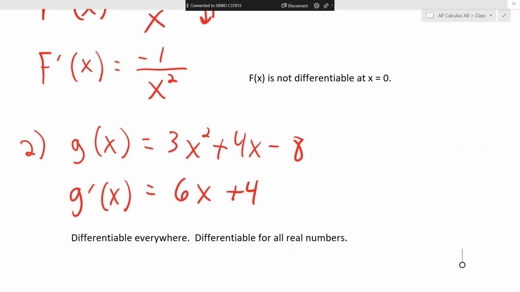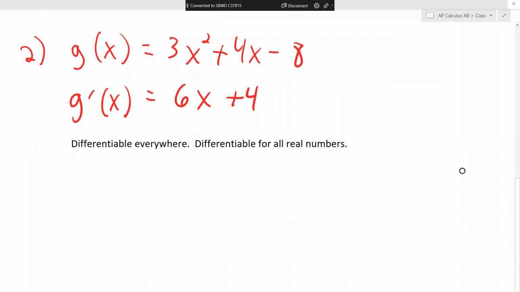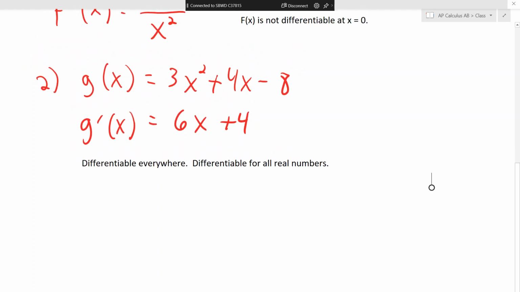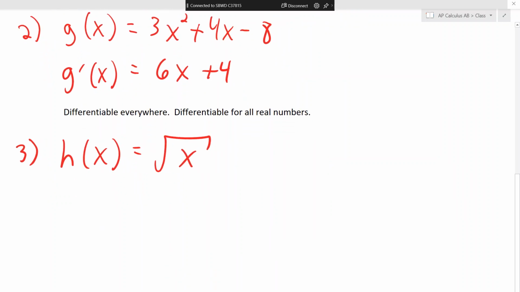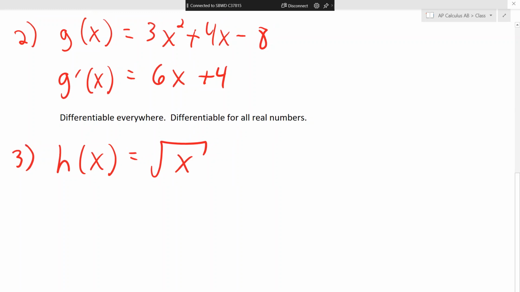Number 3. Let's talk about the square root of x. Really, before we even derive it or anything like that, which we're going to do to check it out, let's think about what this graph looks like. The square root of x is just half of a sideways parabola.